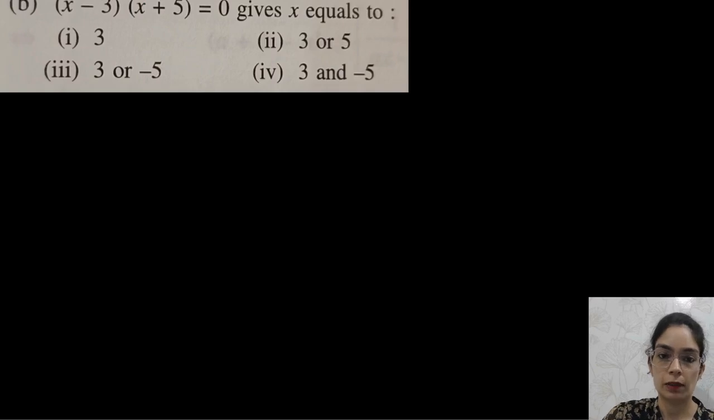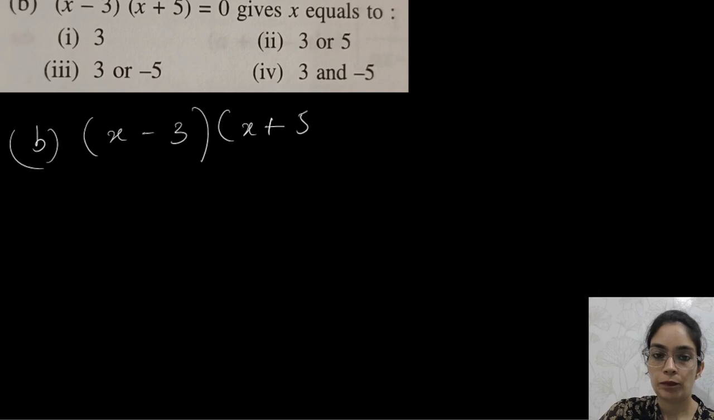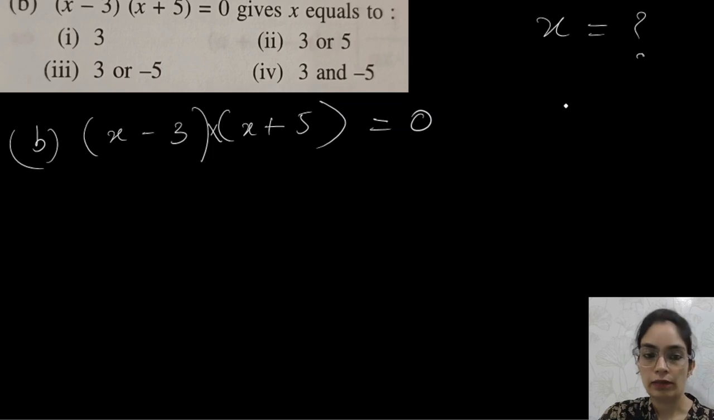So next, question number B. The B question is again an MCQ. It is given: x minus 3 into x plus 5 is equal to 0. In this again you have to write the value of x.